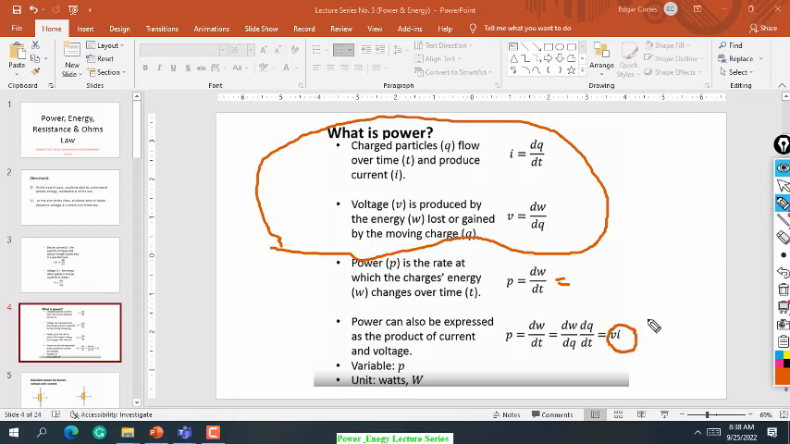So P, which is power, is equal to VI or IV, where I is the current and V is the voltage. The unit of power is watts. I will not explain in detail how we derive power. The formula of power is IV or VI. Is that clear?